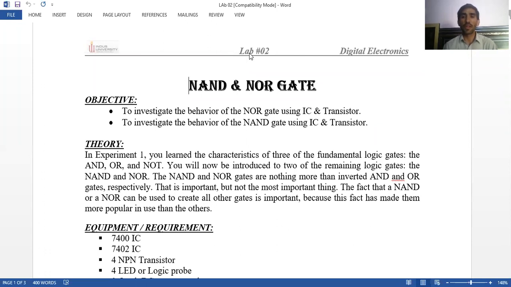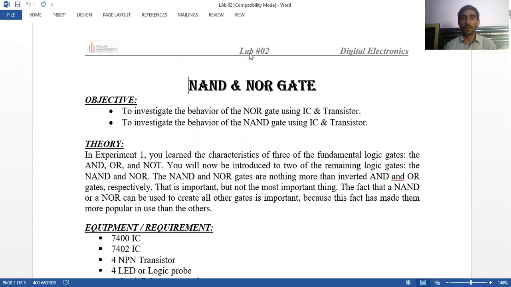Some theory about NAND and NOR gate. The NAND and NOR gates are nothing more than the inverted AND and OR gates, respectively. That is important, but not the most important thing. The fact that NAND and NOR can be used to create all other gates is important because this fact has made them more popular in use than the others.